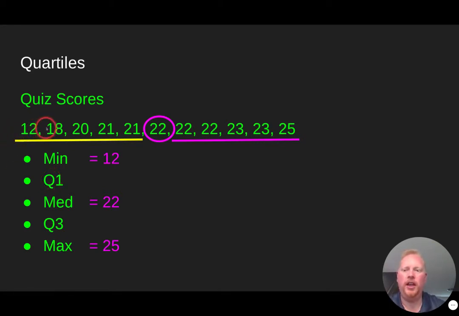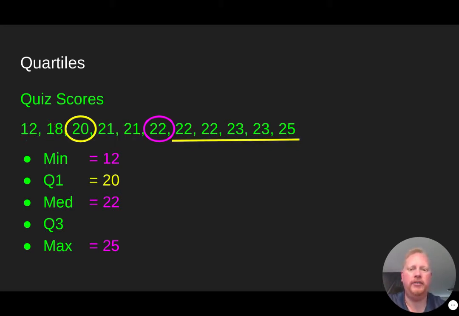I'm going to take this 12, 18, 20, 21, and 21, and use that data to find the median of just this half. I'll do the same trick where I cross out the first and the last, and the next first and the last, and the number in the middle is my first quartile. I'll put that for Q1. And then I do the exact same thing for the other side. I've got 5 numbers there. Let's cross off the first and the last, the next first and last, and there we go.